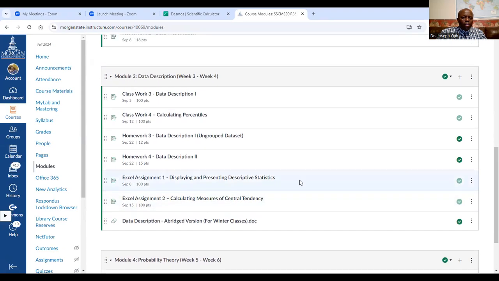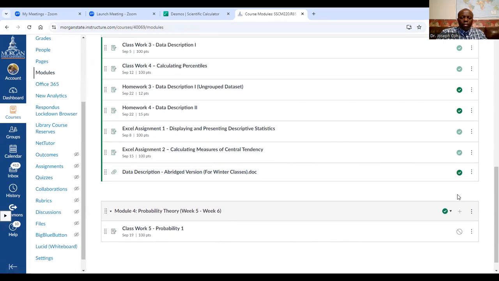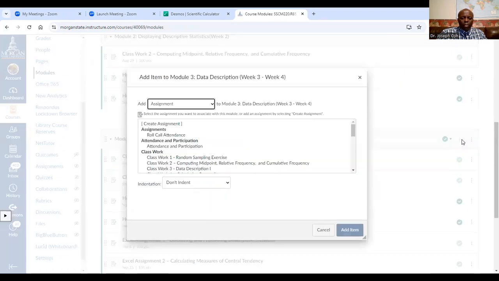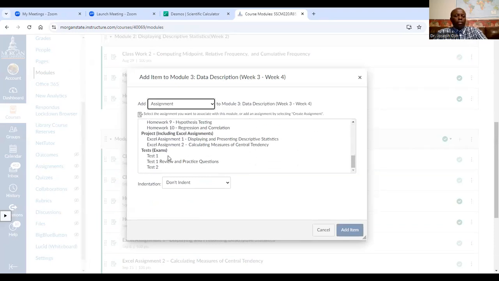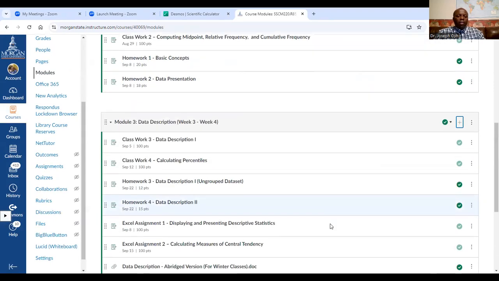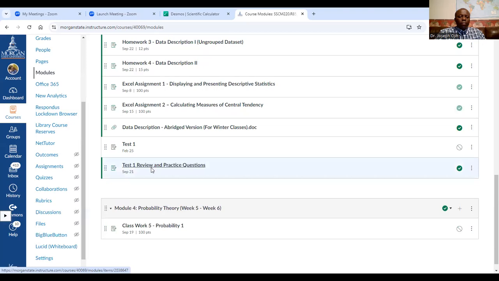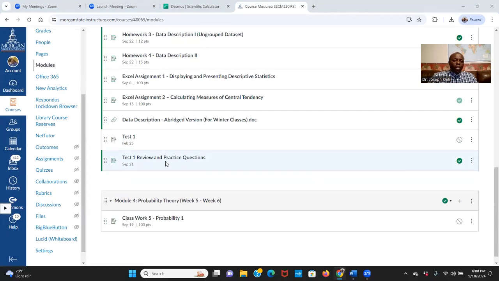The practice tests. Test 1. I haven't put test 1 yet. Let me see if it's here. Yes, okay. Assignments. Let me put it right here. Test 1. Yeah, this is test 1. So they're here now. You can see the practice test. Once you click on it, it will take you to my lab. It will be as if you're taking the main test. So do it as many times as you want.